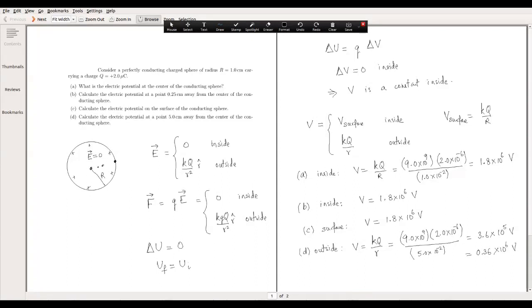The main idea here is that inside the conducting sphere, the electric potential is a constant, and it is exactly the same as the quantity that's on the surface.